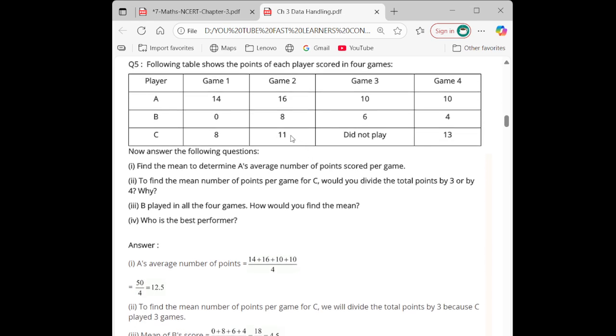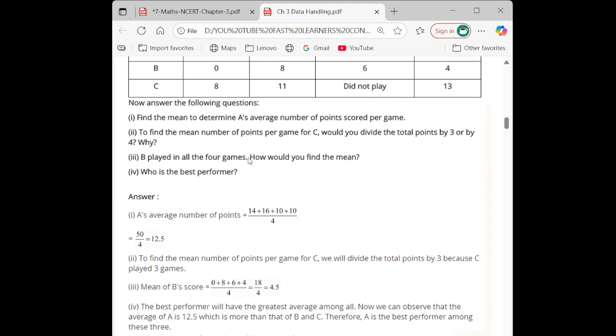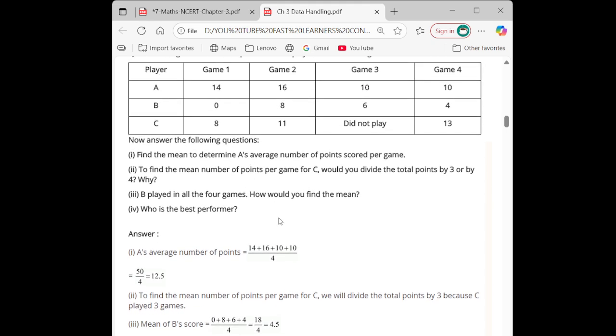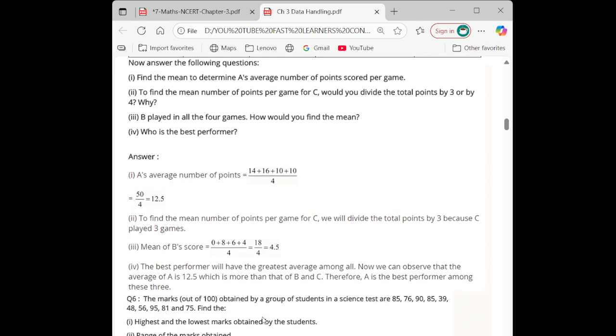Next question is also given. A table has been given and some question has been asked. You can just go through the table and answer the questions and find out the mean.